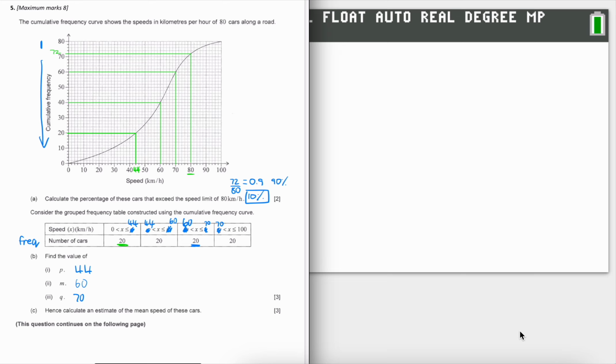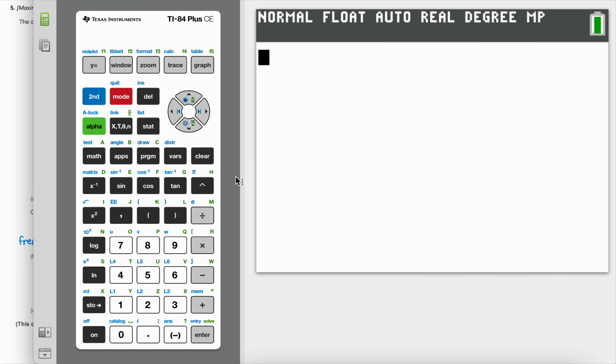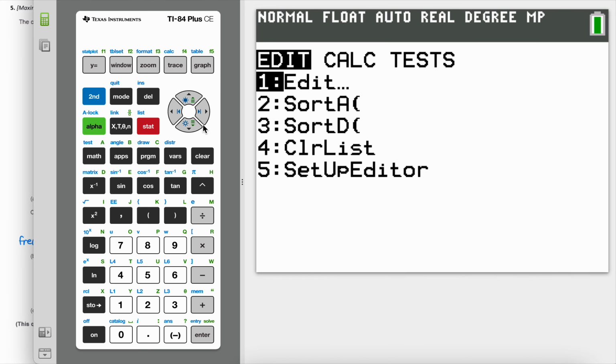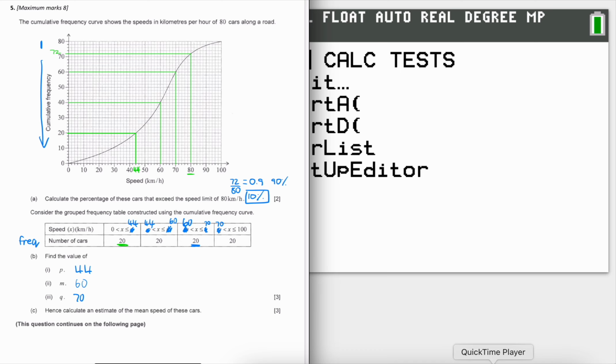So I now need to estimate the mean of the cars. We know that to work out the mean, we can go to our calculator and we go to statistics and then edit. To do that, we need to know the data value and the frequency. We know the frequency is 20, 20, 20, and 20. We had that here, the second row of our table. But we need to know the data point. At the moment, we have grouped data. So it goes from 0 to 44, from 44 to 60, 60 to 70, and then 70 to 100.